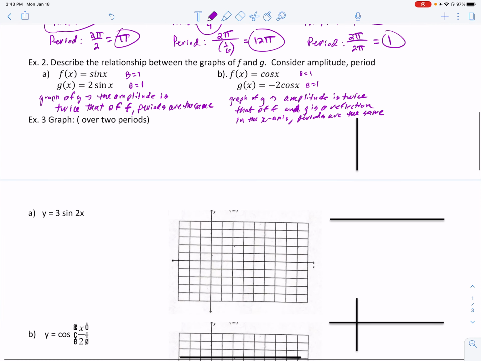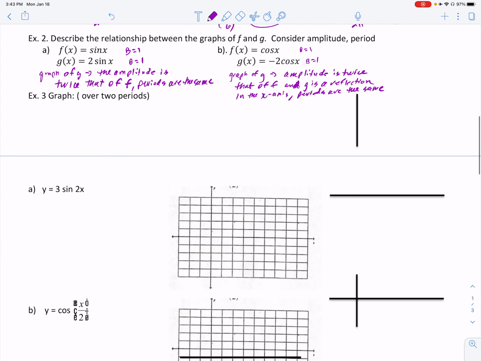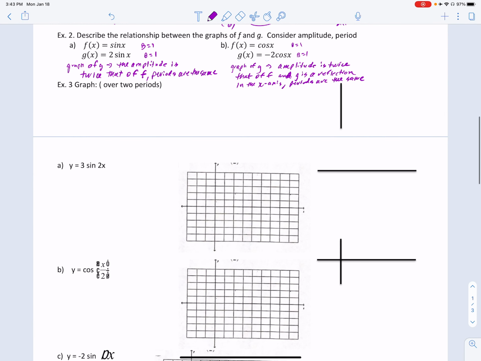All right, so I hope, the next pages got kind of mixed up when it changed to a PDF. But example 3 is graph, and we want it over 2 periods. And this line is supposed to be right here.